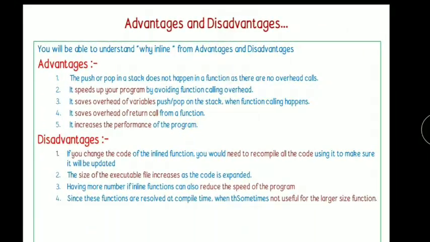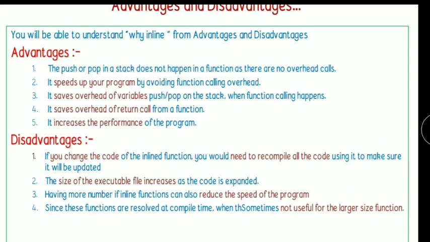Then the next disadvantage is that the size of the executable file increases. The compiler replaces the code wherever the function call is present, so it will increase the size of the program. Suppose I use the inline function in 3 locations, so it substitutes the 3 calls with the actual code. If the inline function has at least 2 lines, then 3 into 2, at least 6 lines will be added in the main function. So the size of the file is increased.